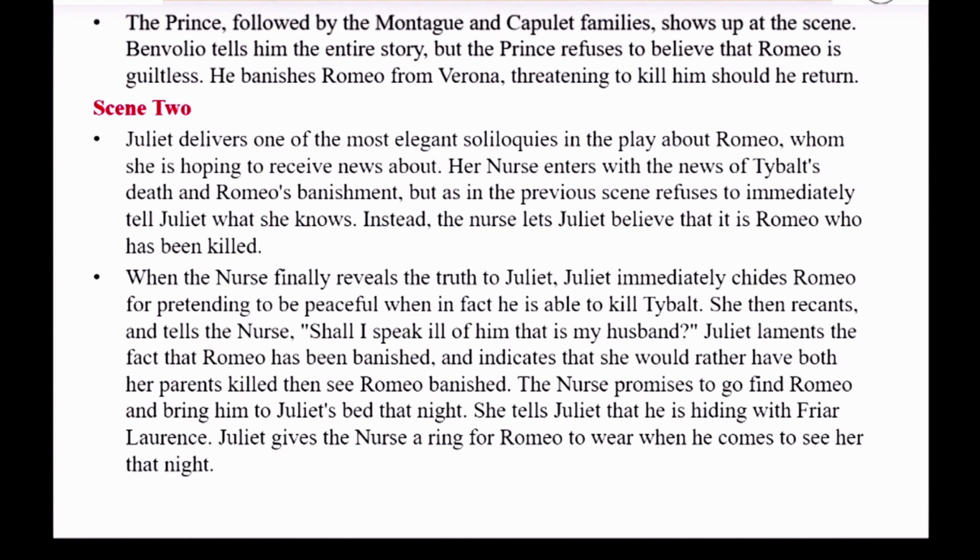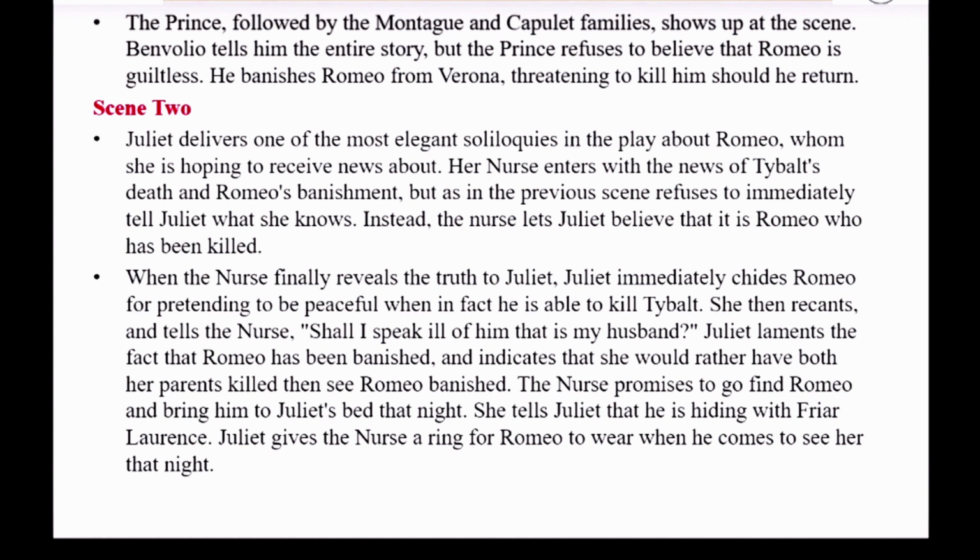Juliet delivers one of the most elegant soliloquies in the play about Romeo, when she is hoping to receive news about him. Her nurse enters with the news of Tybalt's death and Romeo's banishment, but as in the previous scene, refuses to immediately tell Juliet what she knows. Instead, the nurse lets Juliet believe that it is Romeo who has been killed.